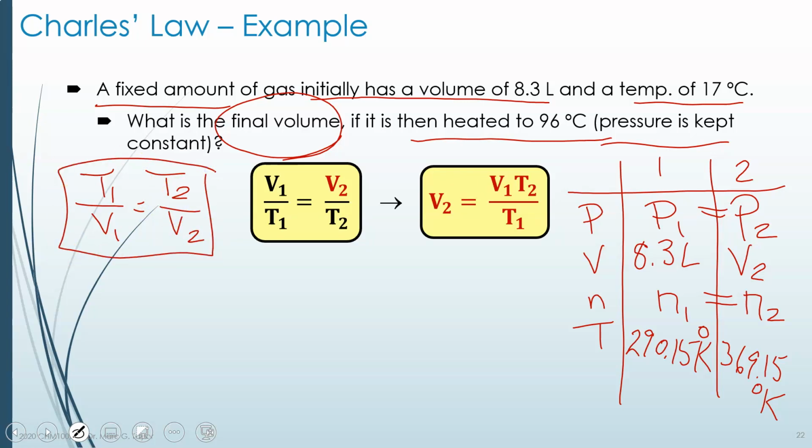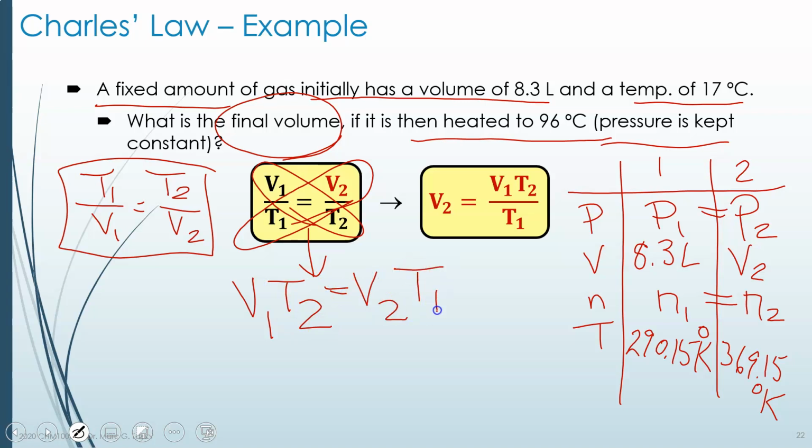Just inverted. But what I highly recommend you do is anytime you see a fraction in a formula, cross-multiply. Cross-multiply means you multiply the numerator on one side with the denominator on the other, and vice versa, and you'll end up with a formula that says V1 T2 equals V2 T1, and this is much easier to manipulate algebraically. Now, since you're solving for V2, it is very easy to solve.